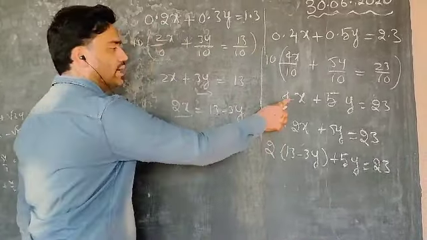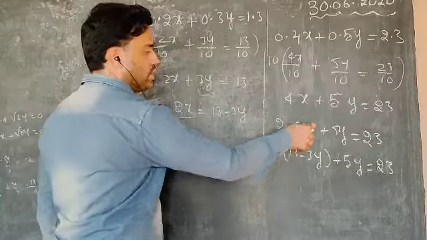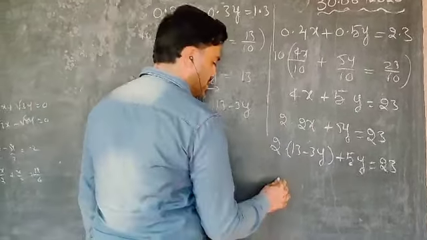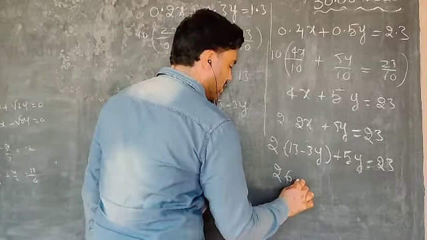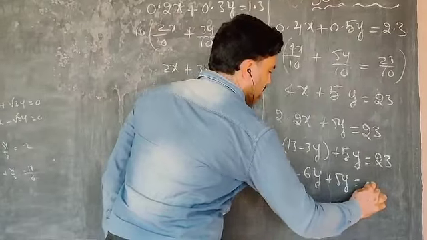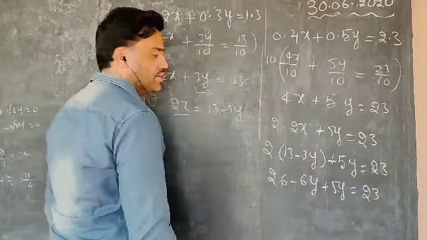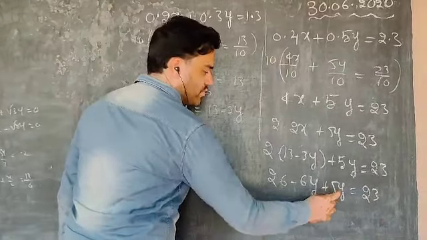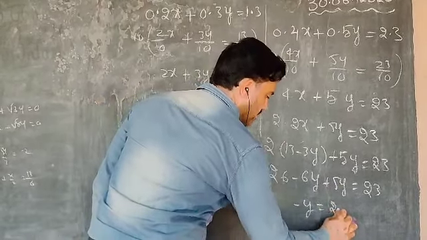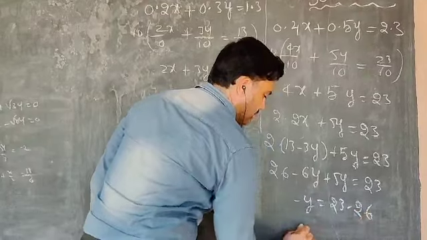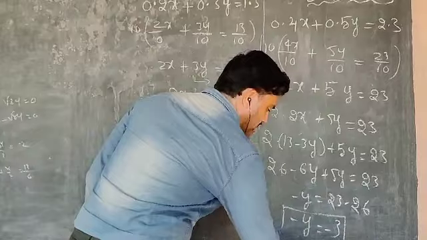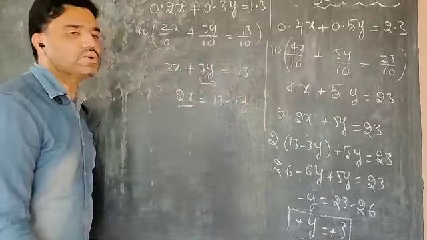Hope you understood. 4x I have written as 2 into 2x. 2x is replaced by 13 minus 3y. Okay, now multiply by 2. 26 minus 6y plus 5y is equals to 23. So now minus 6y plus 5y means minus y. Send 26 to that side. 23 minus 26, that is minus y is equals to minus 3, means minus minus gets cancelled. Okay, children, y is equals to 3.